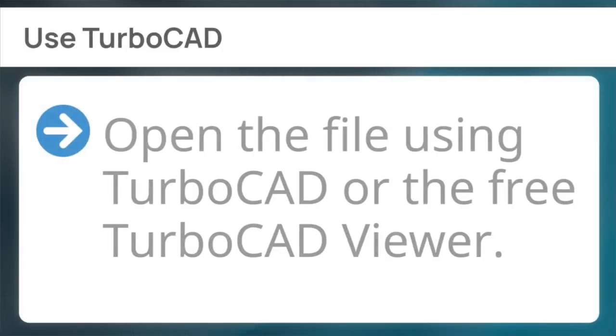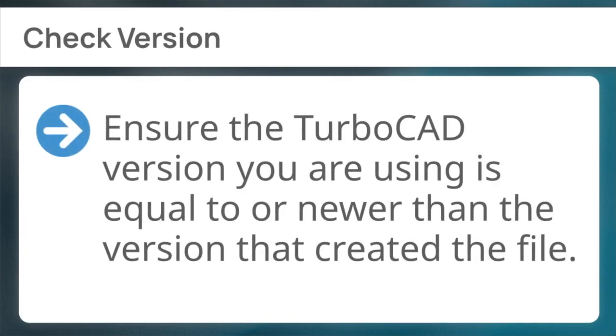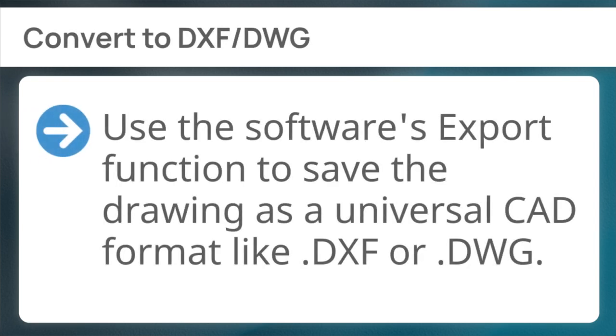First, use TurboCAD. Open the file using TurboCAD or the free TurboCAD viewer. Next, check version. Ensure the TurboCAD version you are using is equal to or newer than the version that created the file. Finally, convert to DXF or DWG. Use the software's export function to save the drawing as a universal CAD format like .dxf or DWG.